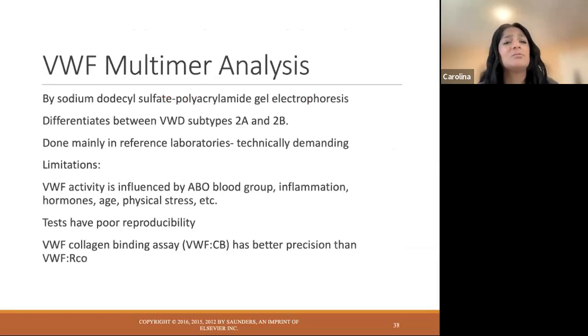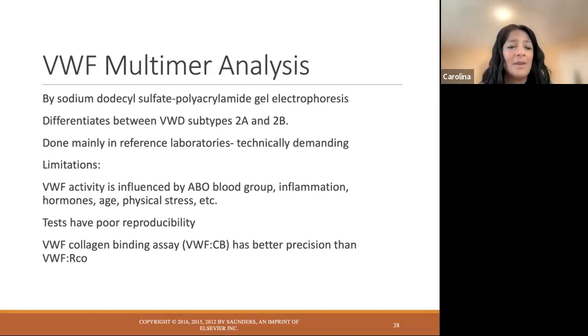For von Willebrand's disease, we can also use the multimer analysis. This is by sodium dodecyl sulfate polyacrylamide gel electrophoresis. It differentiates between von Willebrand's disease subtypes 2A and 2B. We don't really do that in our routine labs, but in reference labs, you can find that this test is done, probably with batch testing.